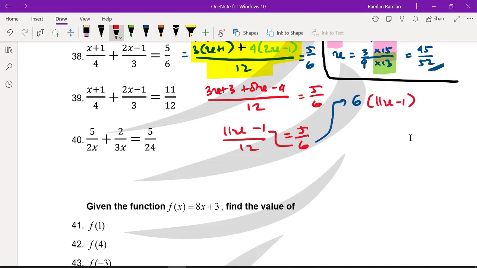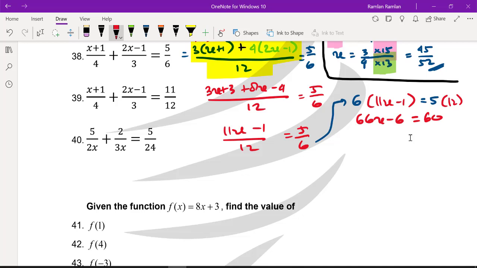So again, the 6 goes here. There'll be a multiplication. Don't forget to put the bracket. And it'll be equals to 5 times 12, so this 12 goes there. Okay, open the bracket again. You will get 66x minus 6 equals to 5 times 12, which is 60.